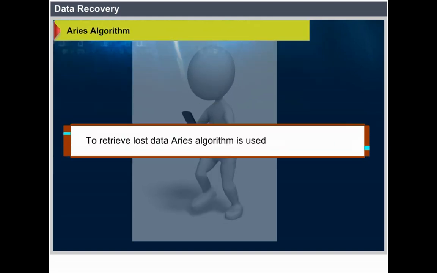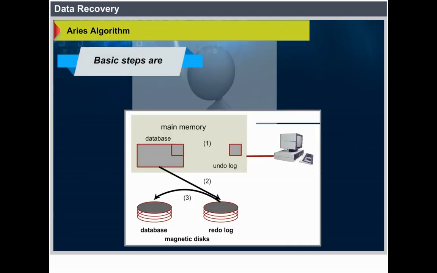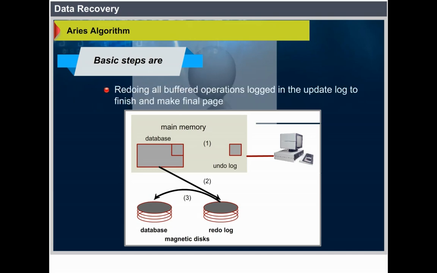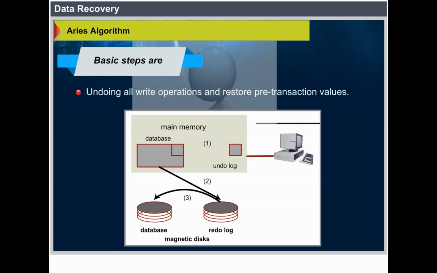ARIES algorithm is used for recovering lost data. Basic steps are: identify all dirty records written again after the operation restarted in the buffer, starting from the last checkpoint. Redo all buffered operations logged in the update log to finish and make the final page. Undo all write operations and restore pre-transaction values.